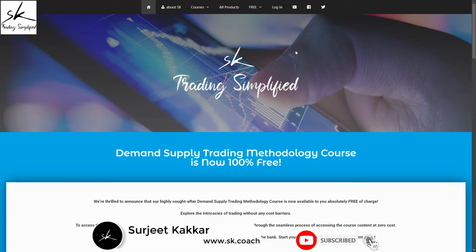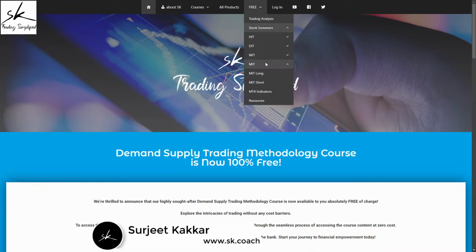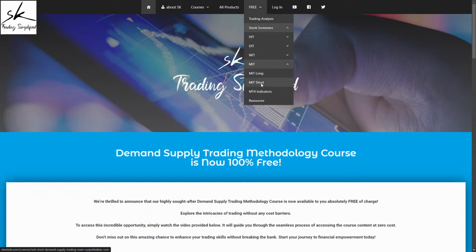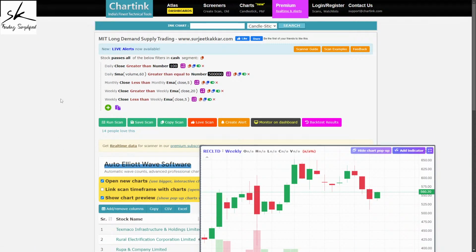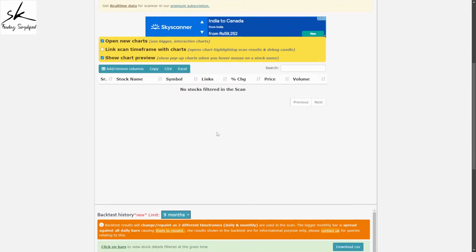So like I said, once you go to our website, under the free tab, you have stock screener. Because I want to plan the MIT trades, I can run the long scan and the short scan. So here you can see the long scan is shortlisting about 8 symbols for me, and the short scan is not shortlisting anything for me.